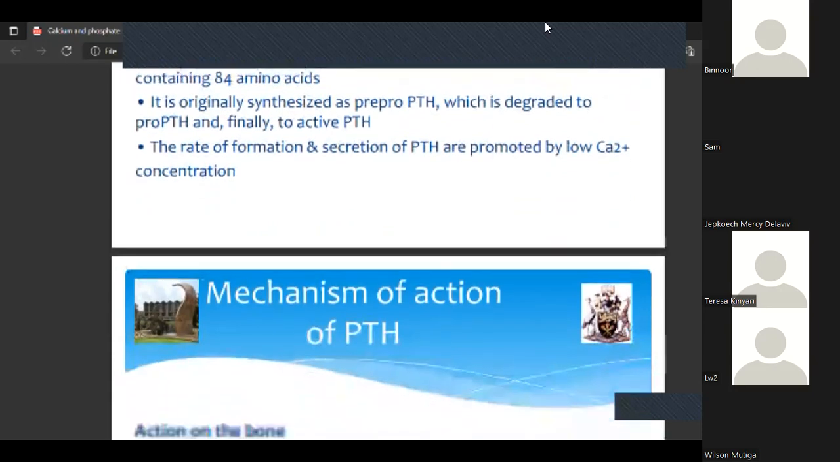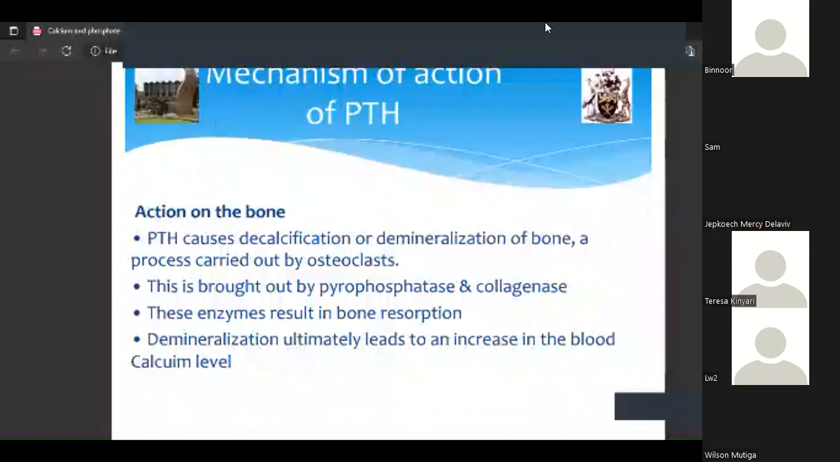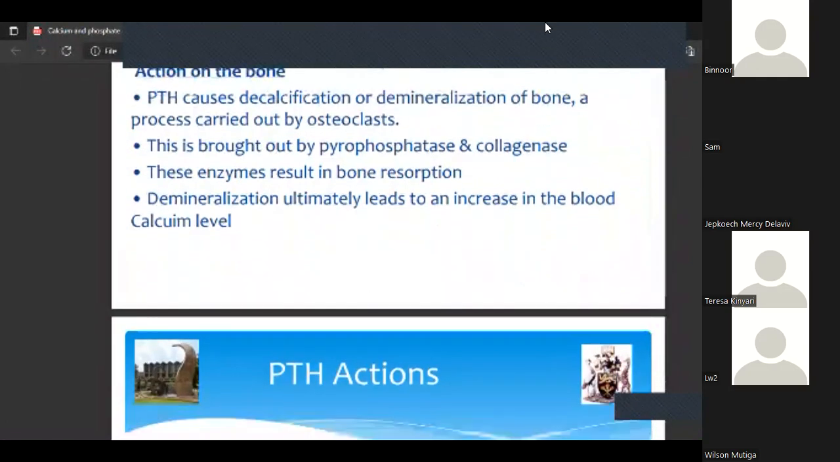How does PTH work? On bone, it will cause decalcification and demineralization of bone, which is a process carried out by osteoclasts. And this is brought about by pyrophosphatase and collagenase. These are the two enzymes that are important, and these enzymes will affect bone resorption. So demineralization then will lead to the breakdown of calcium and phosphate that was there in bone into the blood, and this increases the amount of calcium that we have in the blood.